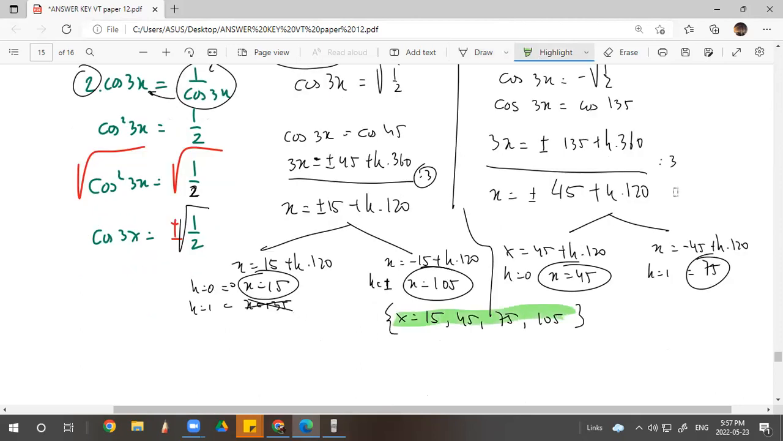You need to memorize the formula. This will be the formula. Okay. Okay, next.